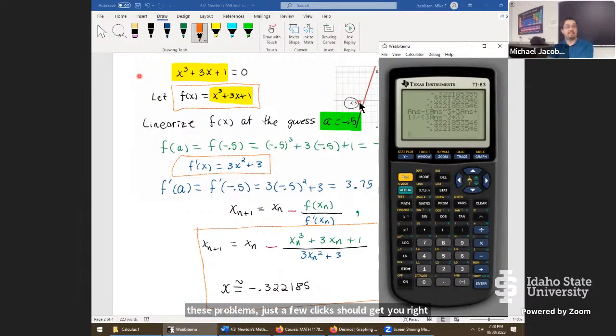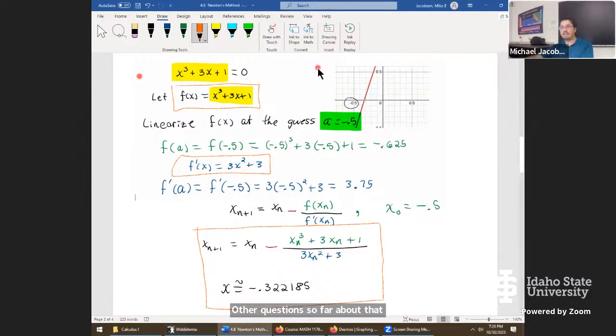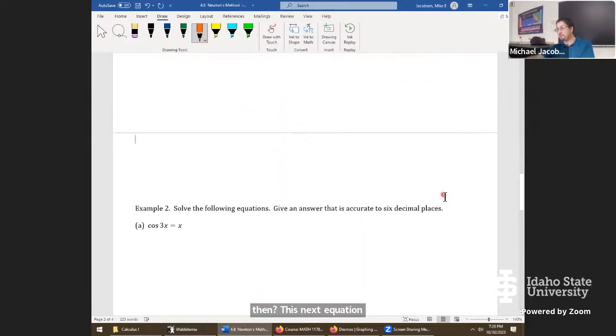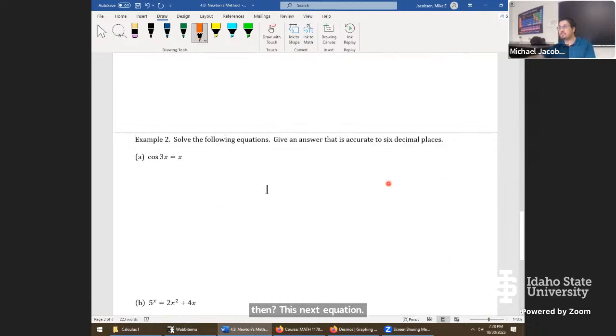Other questions so far about that? Okay. Well, how about we try out an even worse equation then? This next equation is absolutely terrible. If I try to solve this, I would try to take cosine inverse of the left side. That would free up 3x, but now you have cosine inverse of x on the right-hand side. You're always trapping an x variable no matter what you do.